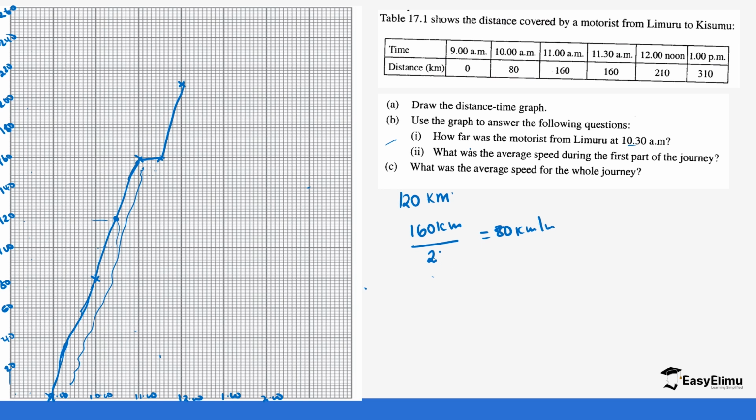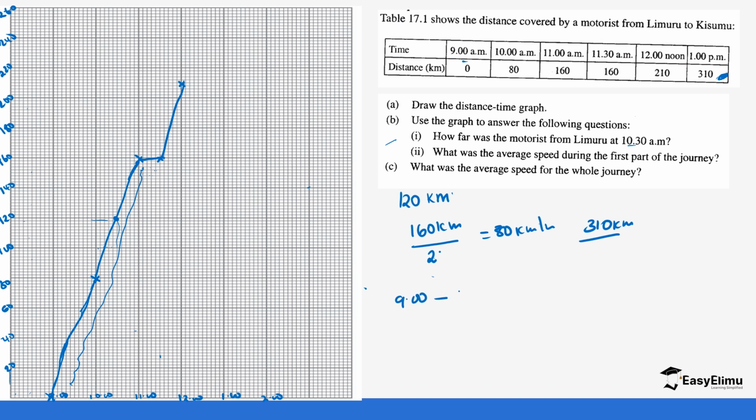And then what was the average speed for the whole journey? So if, for example, we were to use our table where we had up to 310, because we don't have that in our graph. So you'd take the final distance. Remember, 310 will be part of the points that you get. So you're going to take 310, that is the total distance, kilometers, and then you're going to take the number of hours. So if you count the number of hours from 9 a.m. to 1 p.m., you can check that out.